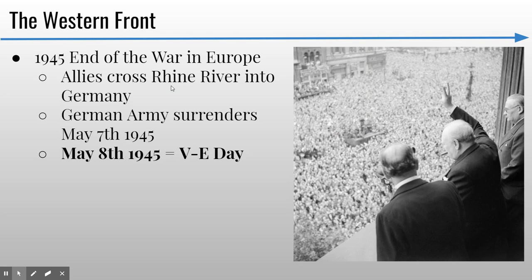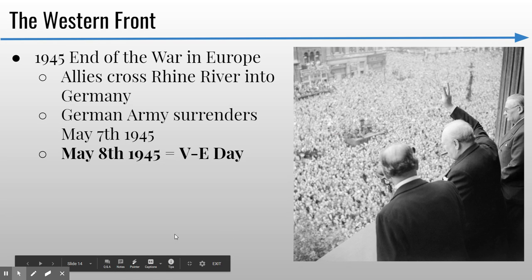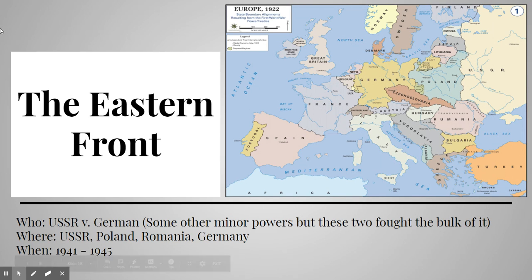The Allies cross the river in a huge battle, and throughout April and May of 1945, they continued to push the Germans back until on May 7th, the German army formally surrenders to the Allies, and on May 8th, 1945, the Allies declare VE Day, or Victory in Europe Day, with the German government surrendering to the Allies. You see Winston Churchill, the leader of Britain here, celebrating with all the people of London the victory of the Allies in Western Europe. That brings us to our next area, which is the Eastern Front.